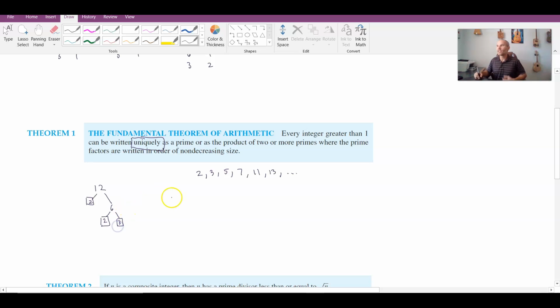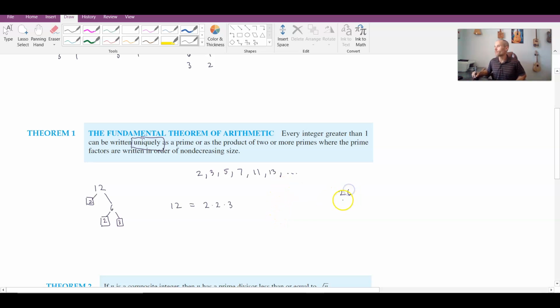In this case, I continue dividing by 2 until I can no longer do it, and then I ask myself, can I take the remaining factor and divide it by the next prime, which in this case is 3? 3 is already a prime, and therefore I can stop and say that 12, in order of non-decreasing size, which means essentially increasing size, can be written as the product of 2 times 2 times 3.